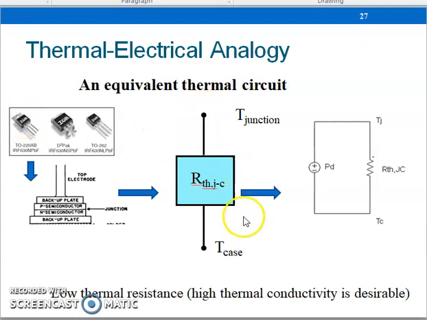So heat generated here is transferred to the case through a thermal resistance of R thermal from J to C. If we redraw it in terms of thermoelectrical analogy, we have PD as a power source or current source, which completes the circuit through the junction to the case, R thermal JC. So it is required that the thermal resistance should be very low, so that the thermal conductivity is at the highest possible.